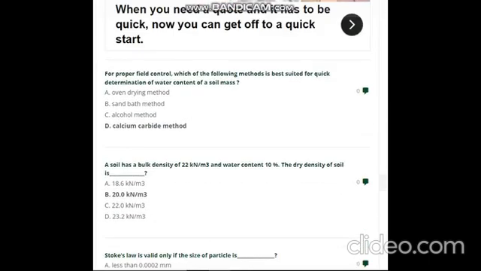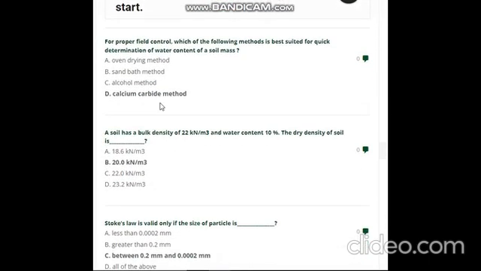In the third page, the first MCQ. For proper field control, which of the following methods is best suited for quick determination of water content of soil mass? Calcium carbide method. A soil has bulk density of 22 kN per meter cube and water content 10%. The dry density of soil is 20.0 kilonewton per meter cube.